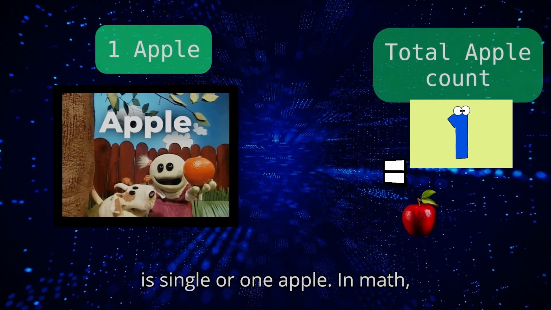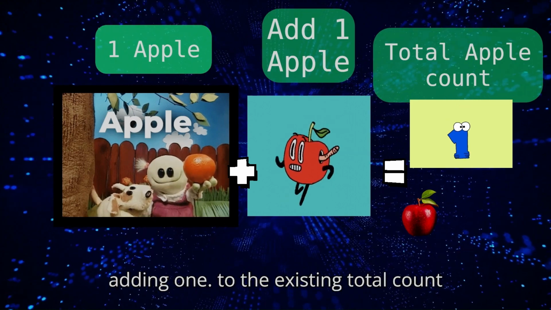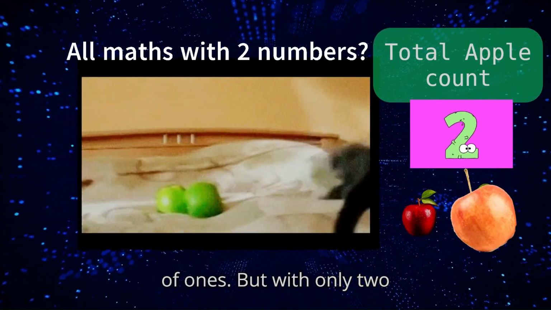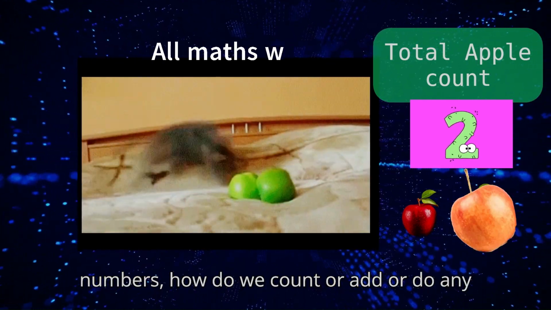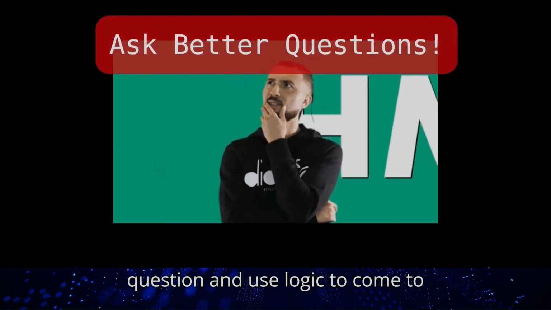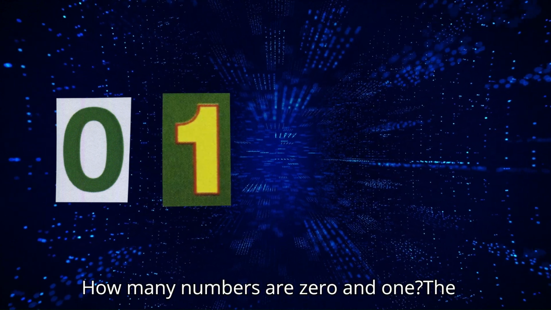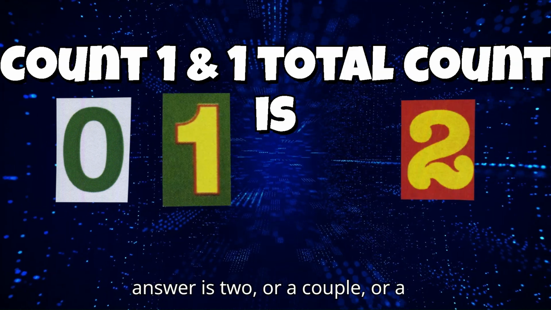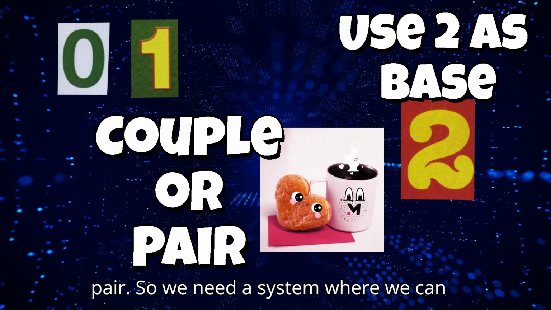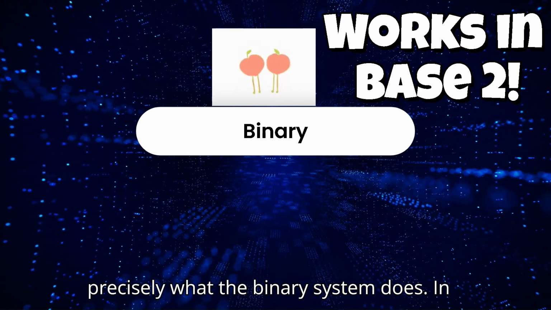Since each apple is single, or one apple, in math the addition operation is basically adding 1 to the existing total count of ones. But with only 2 numbers, how do we count or add or do any math? Well, we ask a better question and use logic to come to specific yes and no answers. How many numbers are 0 and 1? The answer is 2, or a couple, or a pair. So we need a system where we can use this to our advantage. That is precisely what the binary system does.